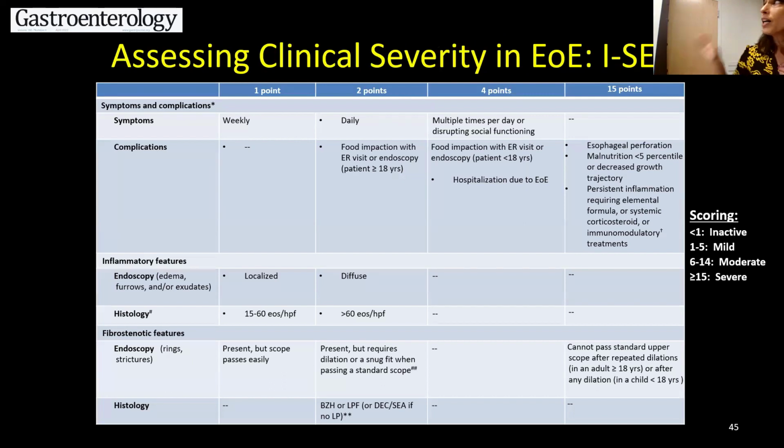So there's a new tool, if you want this, it's on an app now. It's called IC, and it grades the severity of EoE on multiple features, not just eosinophils. So what we did was we tried to build it so it looked at symptoms, complications of symptoms like poor growth, inflammatory features, and then fibrostenotic features histologically and endoscopically. So it's called AGA-IC. If you go to the App Store, you can download it. It's really easy to use.